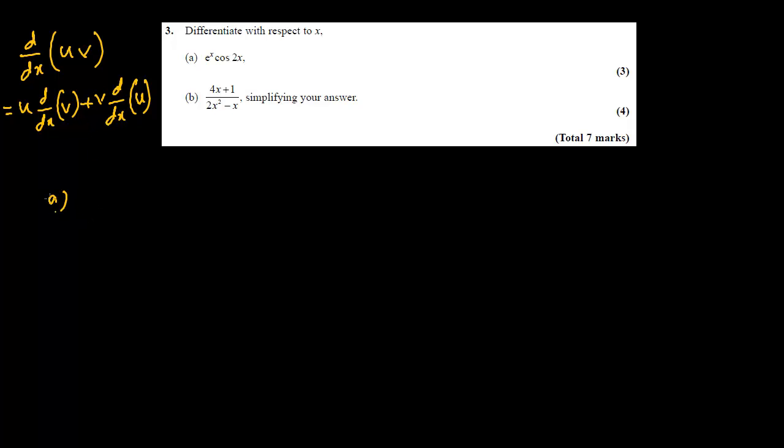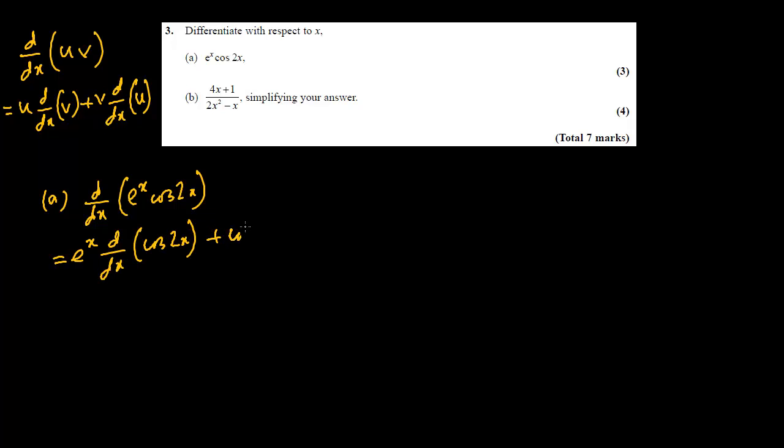So question number A, they said differentiate. You don't write dy by dx because there is no y. You don't write d by dx equals, because that's a wrong notation. The first line would be: differentiate means d by dx of e to the power x cos 2x. And that would be, this one is u, so e to the power x, d by dx of cos 2x, plus cos 2x, d by dx of e to the power x.